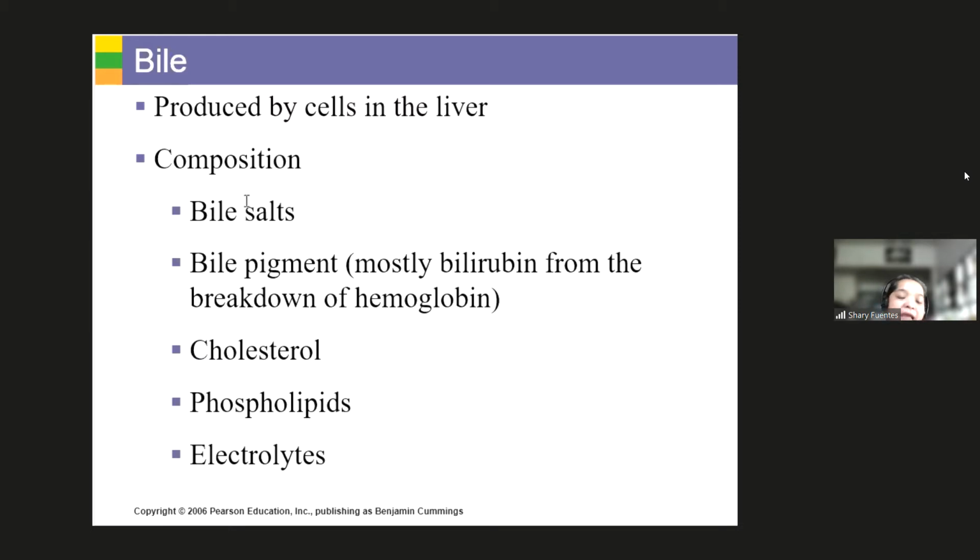Anong meron sa bile? The bile is composed of bile salts, the bile pigment that is mostly bilirubin, that's yellowish in color, coming from the breakdown of your hemoglobin, no? Hemo plus globin. Kaya nga, that's also the one responsible for the color of your fecal matter, the yellow and the brownish color, even your urine. They also contain cholesterol, phospholipids and electrolytes, okay? So, the main digestive function of the liver is to produce the bile.